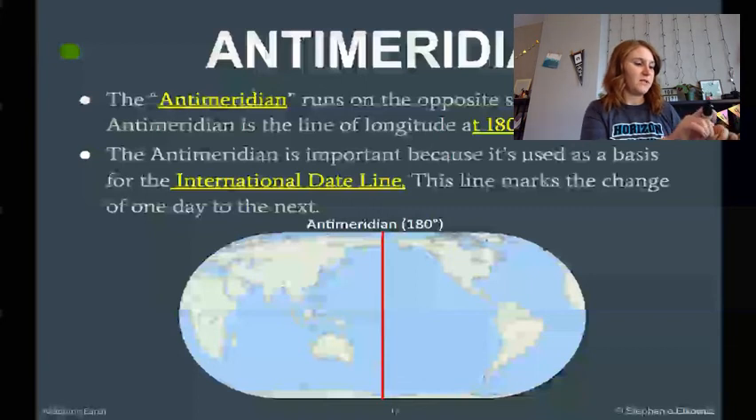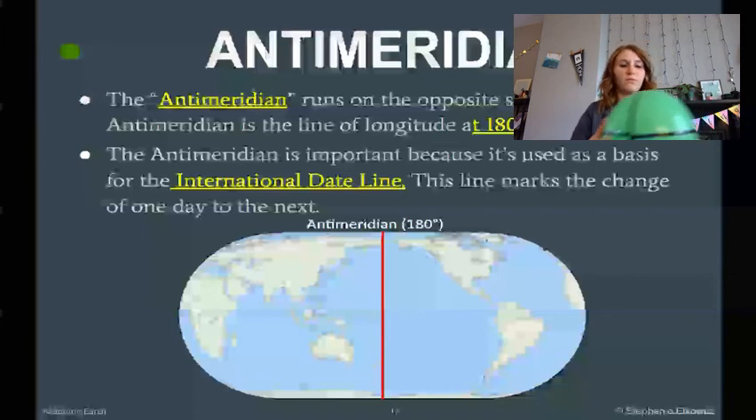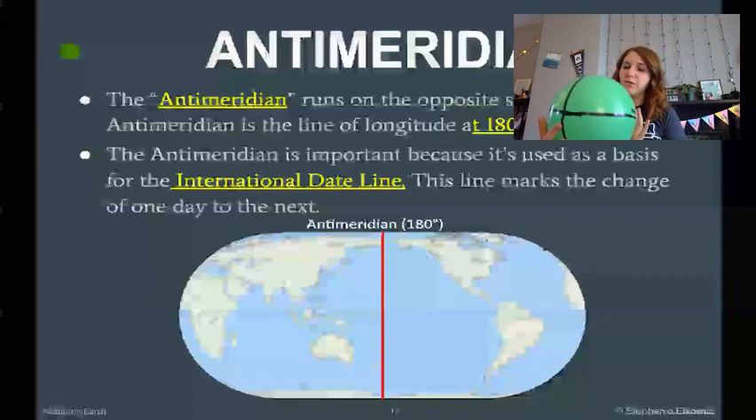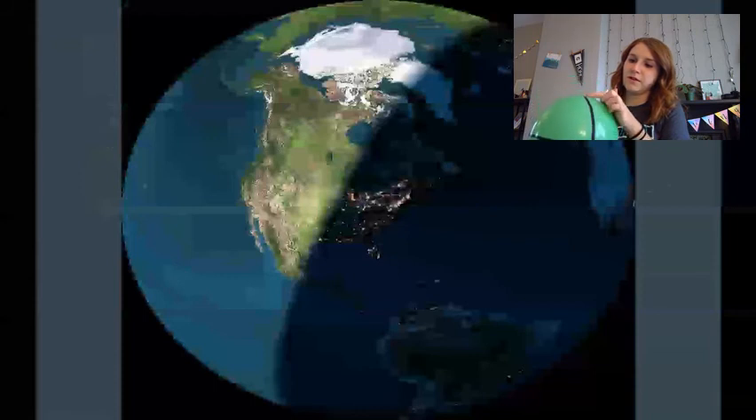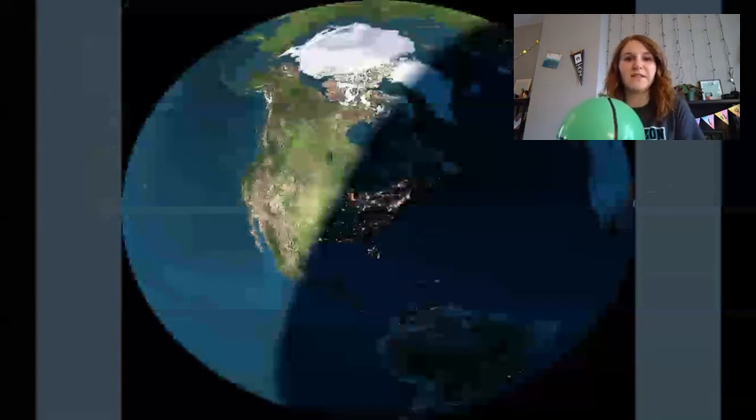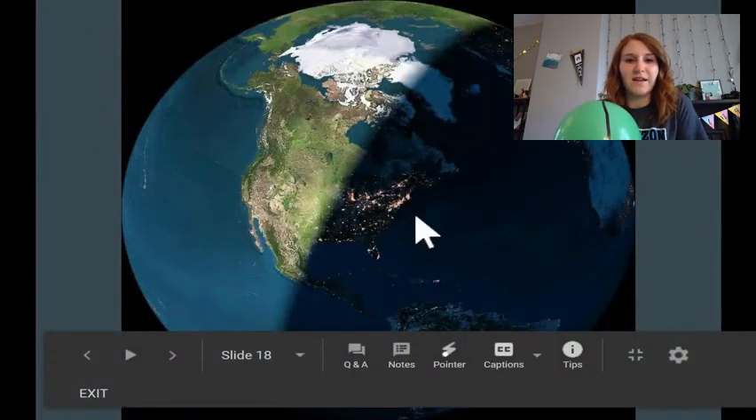Now, we all know from science that the Earth rotates. In order to make one full rotation from the prime meridian all the way around takes 24 hours. This anti-meridian, which is on the other side of Earth, marks when we have one day to the next. And here's a picture of the Earth where we have daylight on one side and the Earth turning into night on the other.